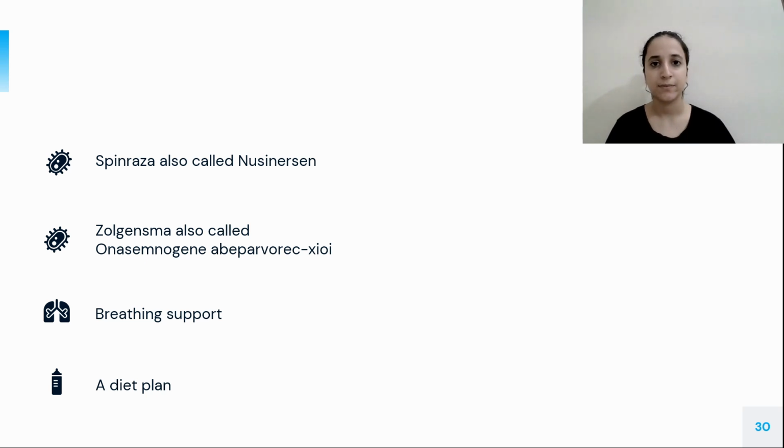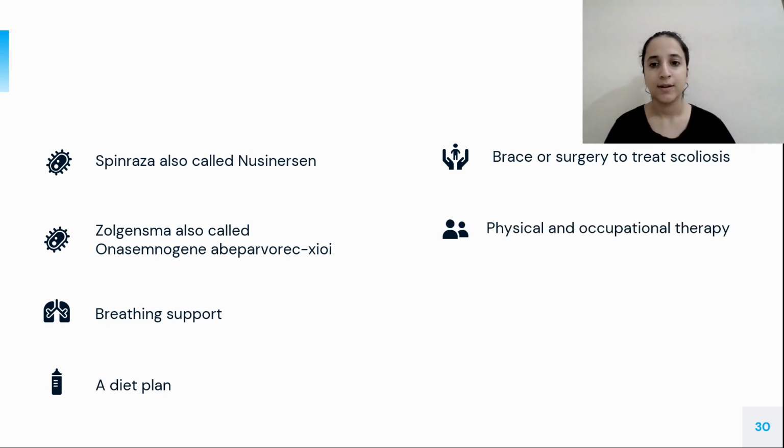deliver them proper nutrition. The next option is a brace to prevent the development of scoliosis, or a surgery in the later stages of life to treat scoliosis. The next option is physical and occupational therapy. These could also include water therapy, or using different methods which help the muscles become stronger in day-to-day life. And we also have special tools like wheelchairs, for example, which can help the child or the individual to train their muscles and move around in a better way.